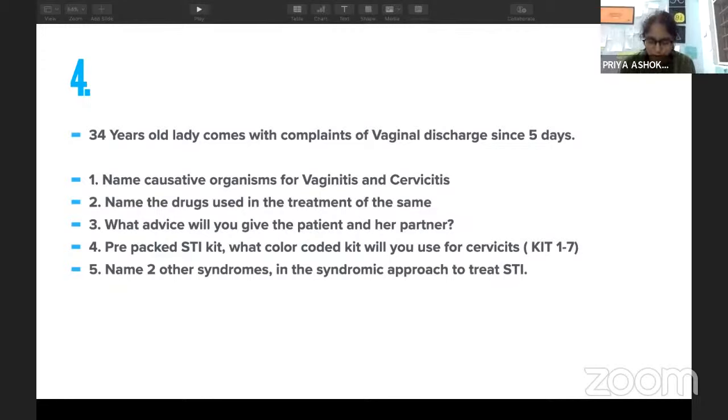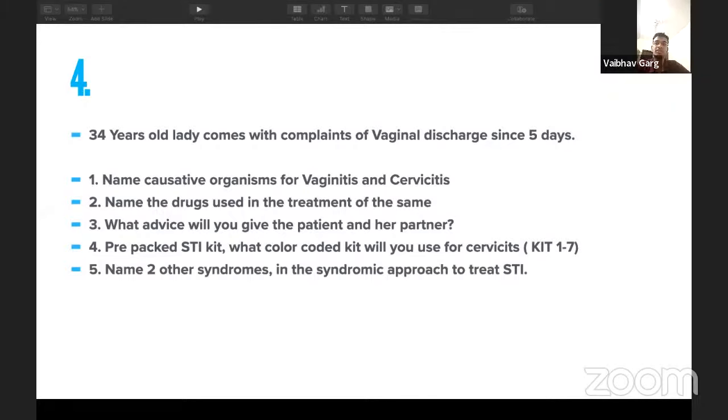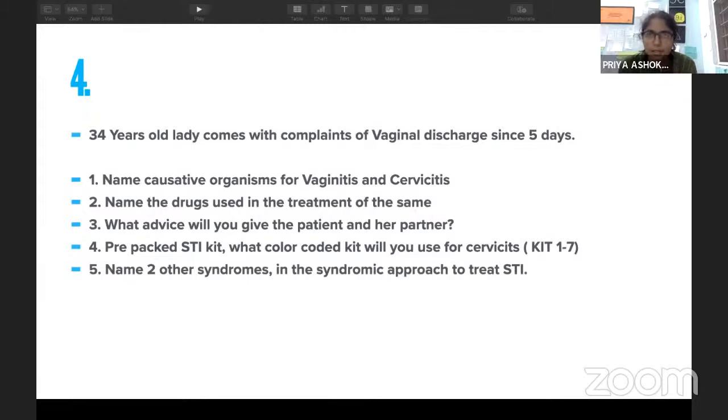Name the drugs used in the treatment for the same. Just name the drugs. What all drugs are used? For Candida, we give fluconazole 150 mg. And for chlamydia, we give doxycycline and azithromycin. Okay, then, I'm talking about what comes under the programs. Then we have metronidazole for the trichomonas. Okay. Anything else? Like there are kits by the NACO. So we use the first kit, which is green in color.